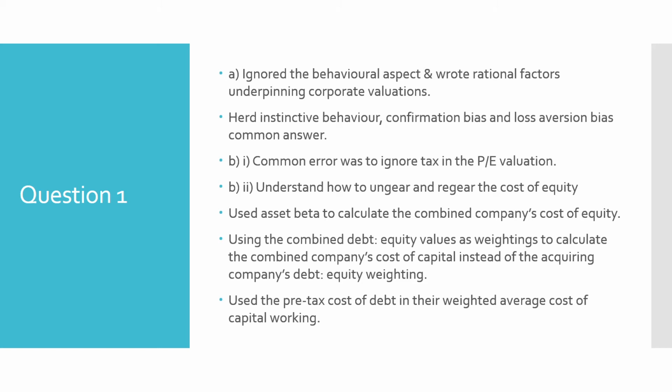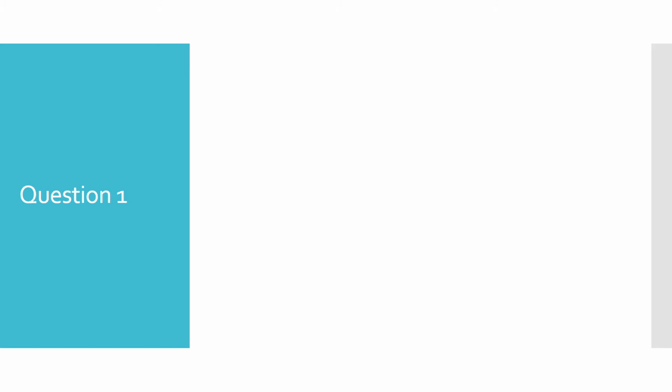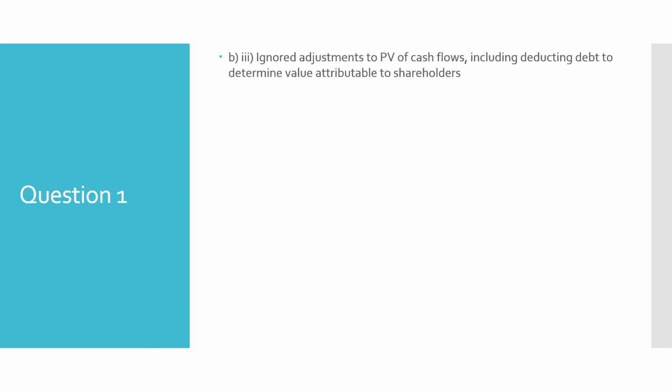Now let's go to the third part of B. The third part of B asked to calculate the value, right? What is the value to the Westphal shareholder? So these are some of the common mistakes. First, ignored adjustments to the present value of the cash flows, right?